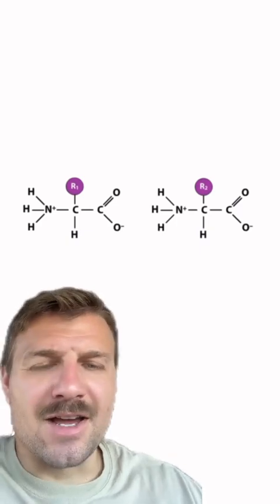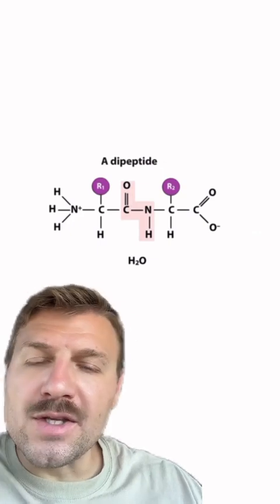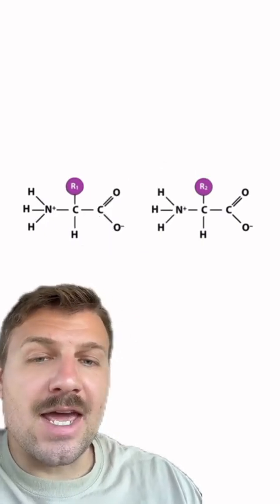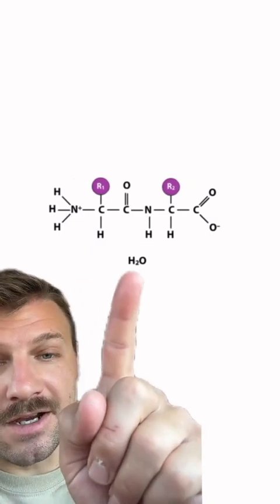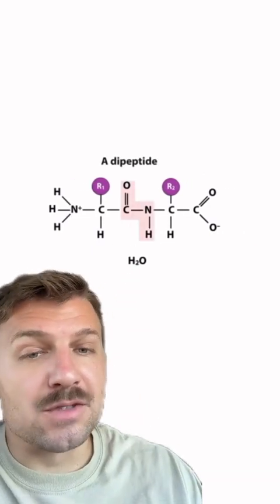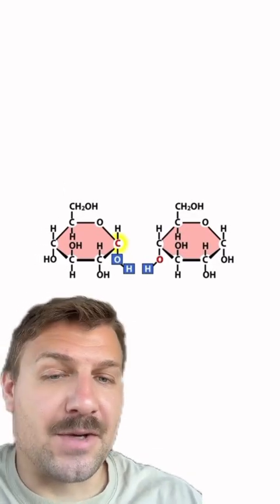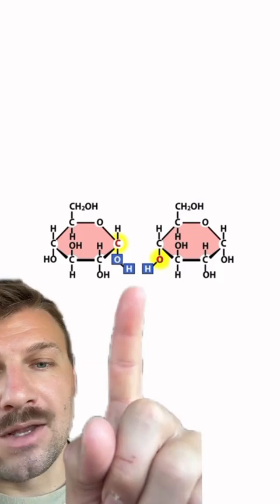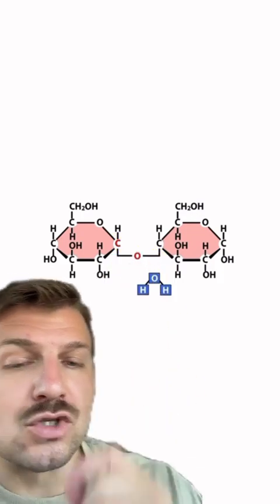Here's an example of a dehydration synthesis reaction between 2 amino acids. What you can see going on here is a hydrogen and a hydroxyl group from each side forming water here. This allows the 2 molecules to be bonded together. Here's another example of a dehydration synthesis reaction between 2 sugar molecules. Again, water is being formed and a covalent bond is forming between the 2 sugar molecules.